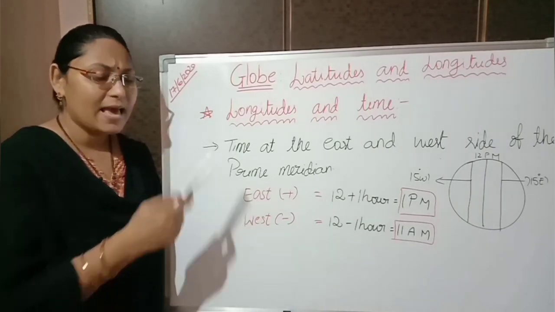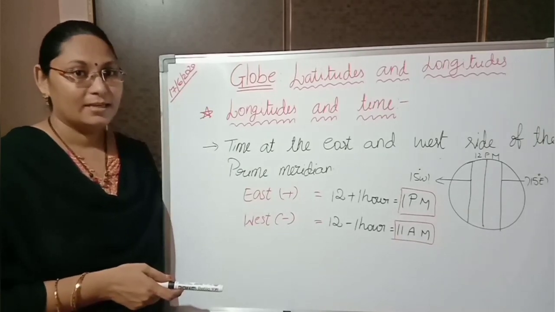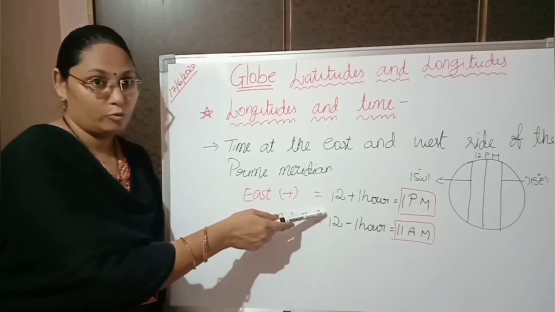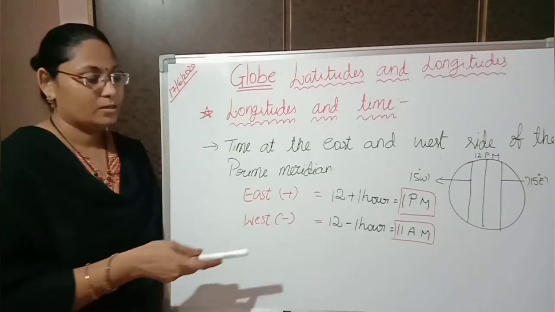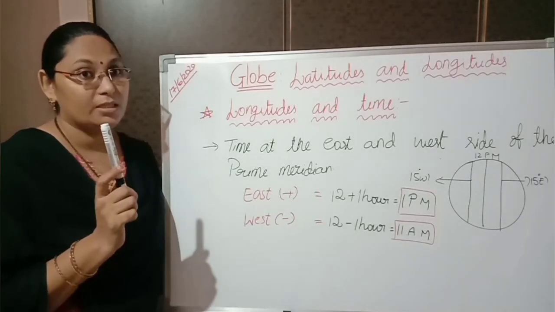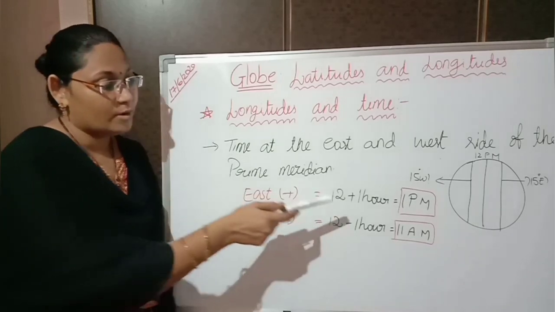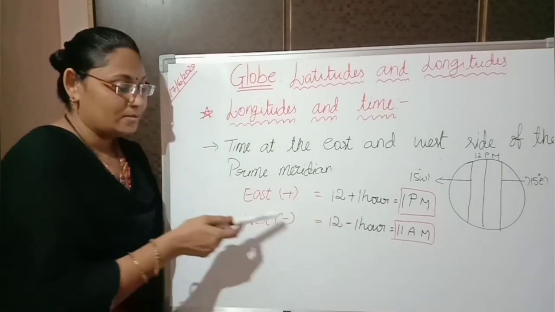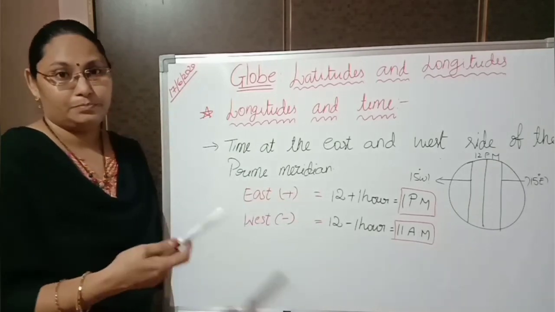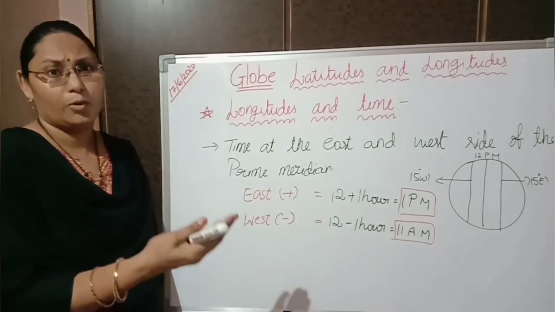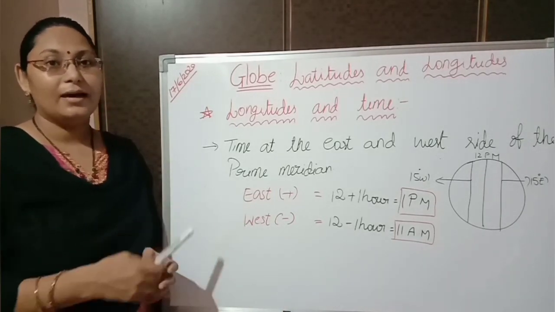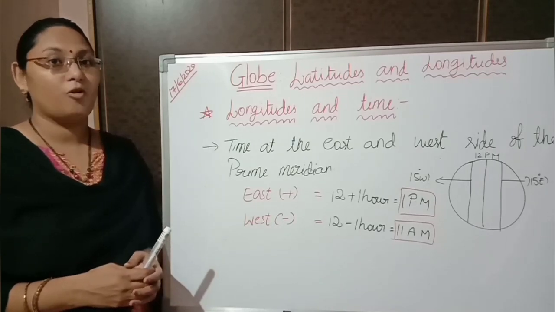So how many degrees did they ask? 15 degrees, right? What is the time they already mentioned? 12 noon, PM, midday. So 12 plus, the earth takes 1 hour for 15 degrees of longitude. So add 1 hour. We add here because it lies on the east side. So it becomes 1 PM. After 12 PM, 1 PM will come, then 2 PM. So it is 1 PM at 15-degree east longitude.